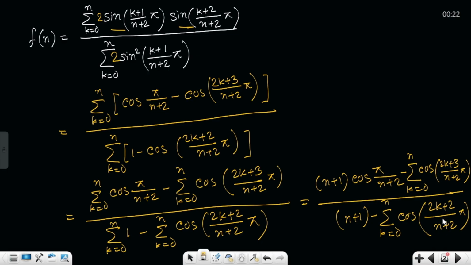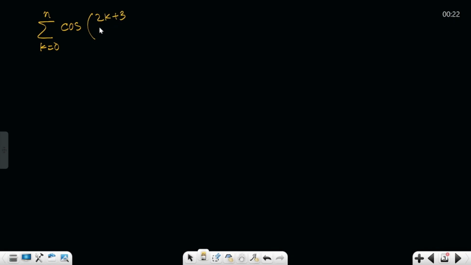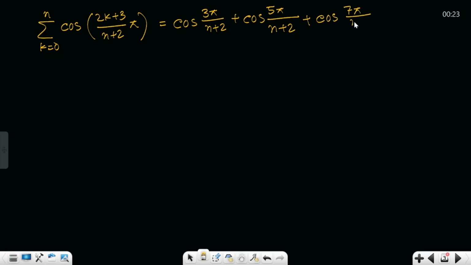So let's do it. We will simplify one by one. First we will simplify this: summation k equal to 0 to n cos of (2k plus 3) upon n plus 2 into pi. First we will expand this. When we put k equal to 0 here, we get cos 3 pi upon n plus 2, plus cos, now if we put k equal to 1, we get cos 5 pi upon n plus 2. Plus, if we put k equal to 2, we get cos 7 pi upon n plus 2. This will continue until, when we put k equal to n, we get cos of (2n plus 3) upon n plus 2 into pi.